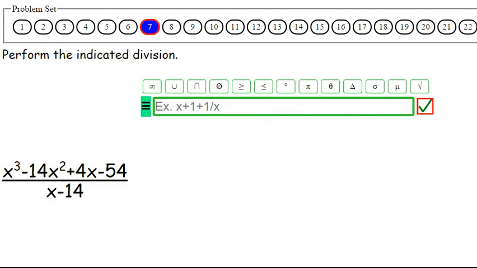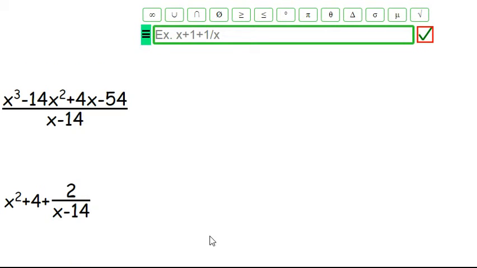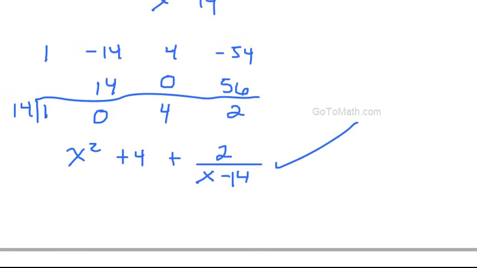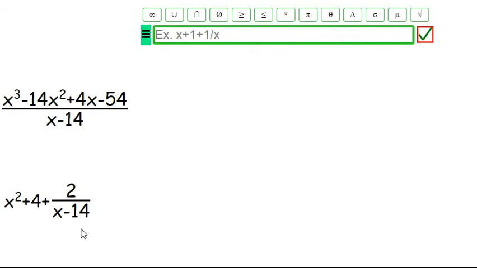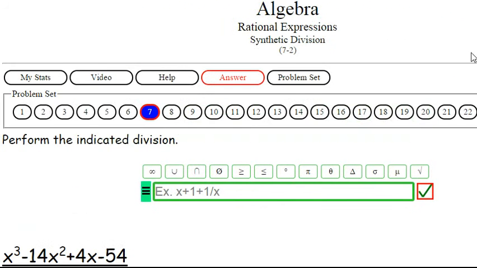Okay, what are we doing? Let's hit answer here. What do we got? X squared plus 4 plus 2 over x minus 14. 2 over x minus 14. Looks good.